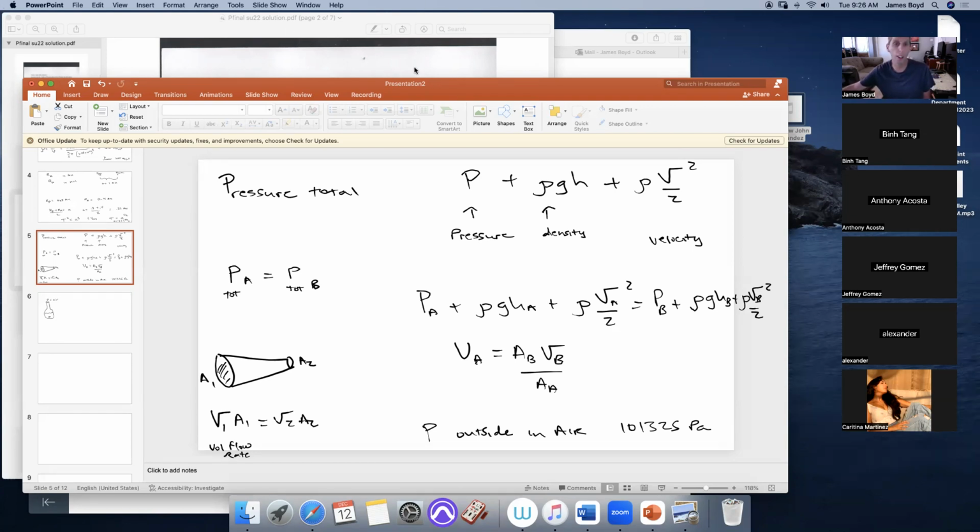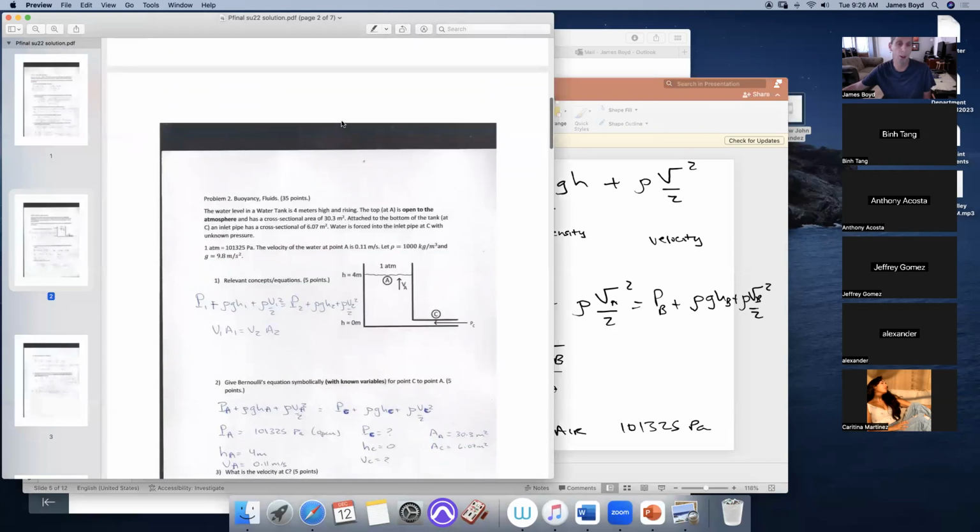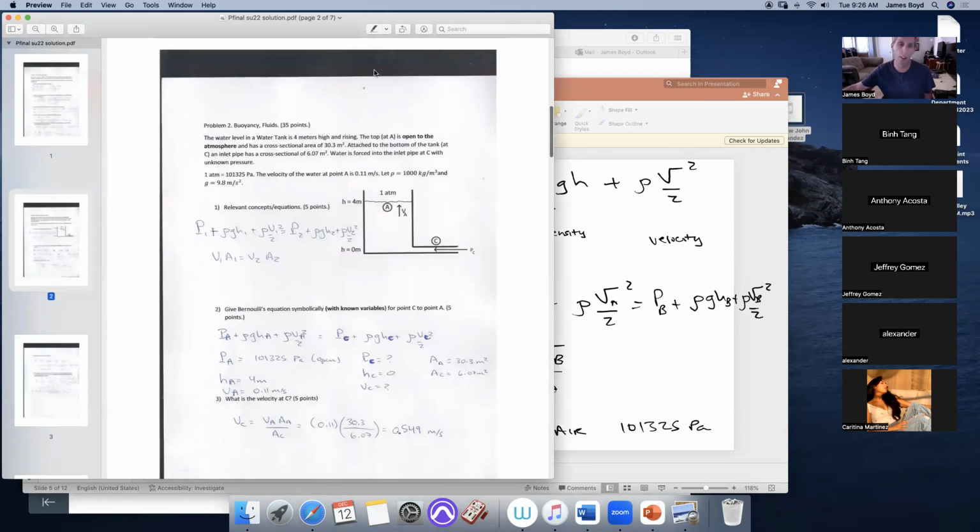Hoping you already know how it all works. But we did this problem before, except we did it where the water was flowing out. In this problem, we have water coming into a tank that's open at the top, at 1 atmosphere. At the bottom, the height is 0. At the top of the water, it's 4 meters. It comes in at pressure PC, but since the top is open to the atmosphere, this is 1 atm. 1 atm is 101,325.